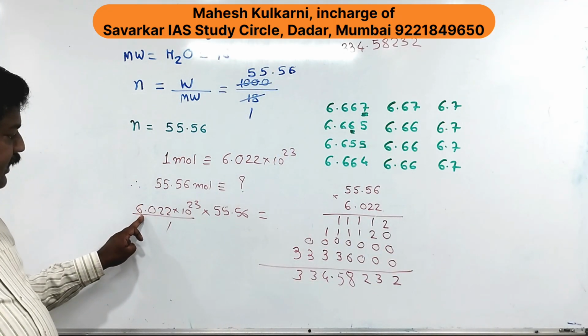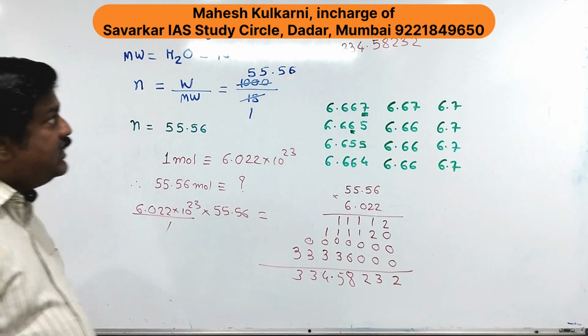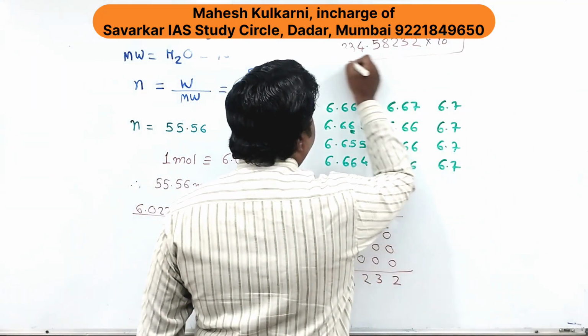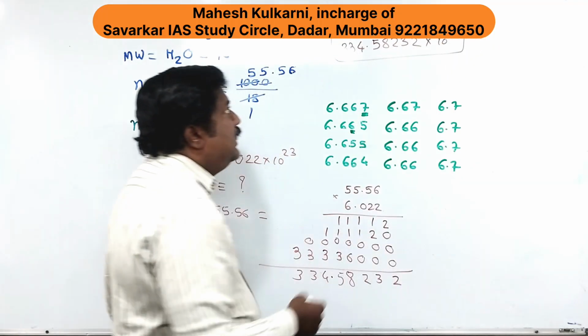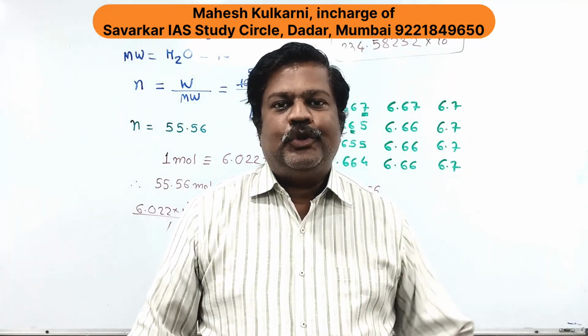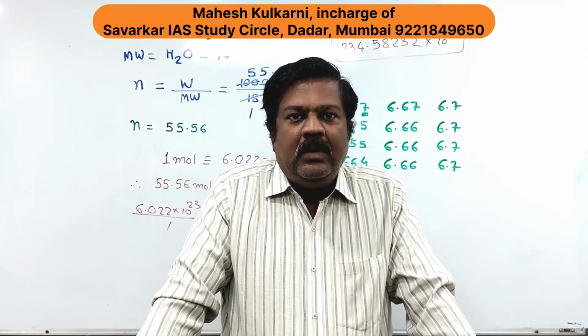This is just the multiplication of 6.022 into 55.56 multiplied by 10 to the power of 23. These many number of molecules are present in 1 liter of water at 4 degrees Celsius. Clear idea? So this is something we are talking about, say, calculating the number of molecules.